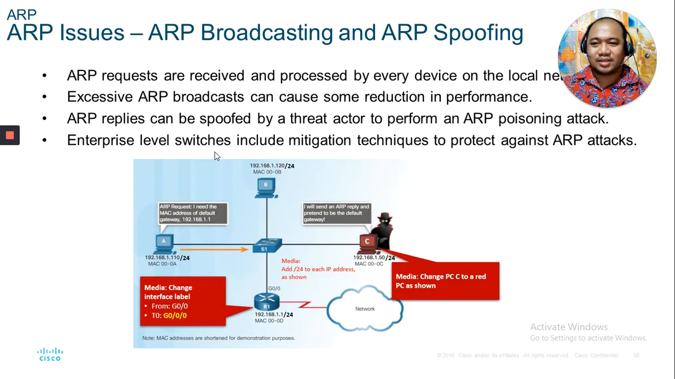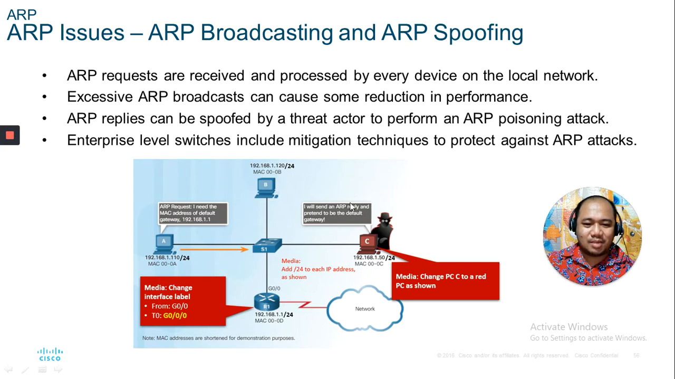Okay, how about this? ARP issues: ARP broadcasting and ARP spoofing. So there is an intruder here, probably a master of disguise, or it can create floods of MAC addresses. ARP requests are received and processed by every device on the local area network. Excessive ARP broadcasts can cause some reduction in performance. ARP replies can be spoofed by a threat actor to perform ARP poisoning. Okay, somebody is using your MAC address.